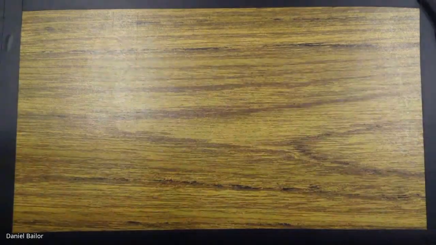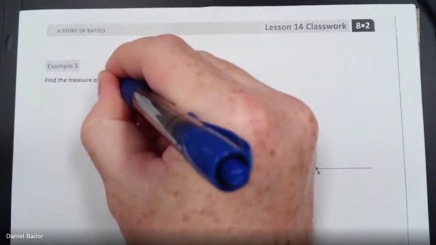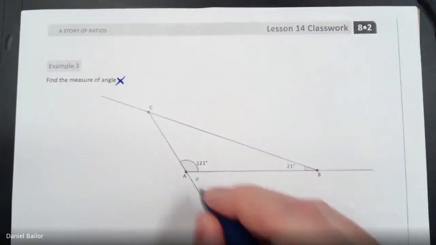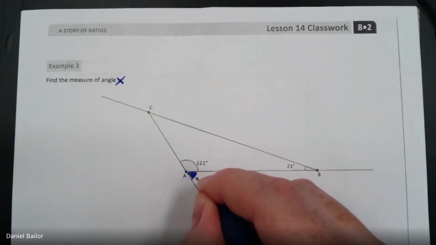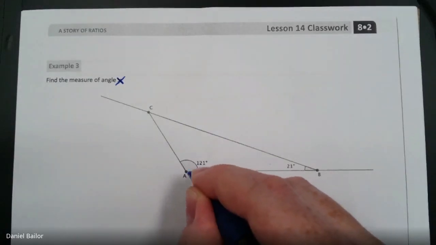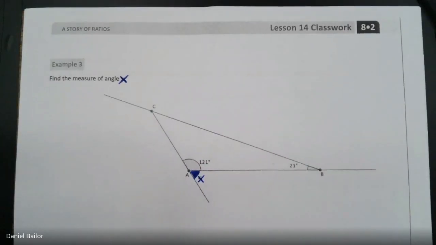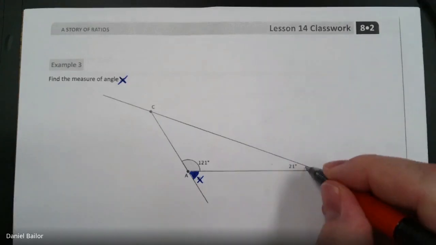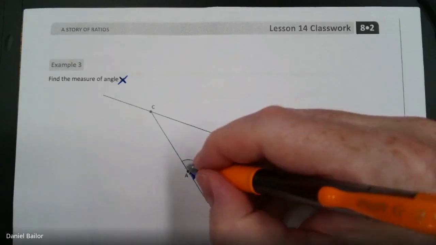Example 3 says, again, find the measure of angle X. And here's our angle X down here. Well, how are you going to find angle X right there? Because now here's the tricky one, because I'll tell you some people are not going to have the rule memorized, and they're going to try to add the red right here and the orange right here.